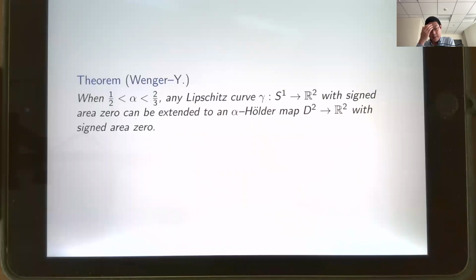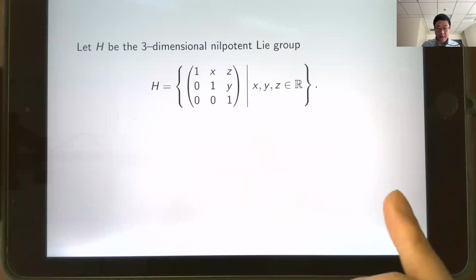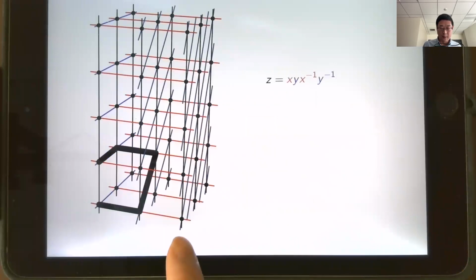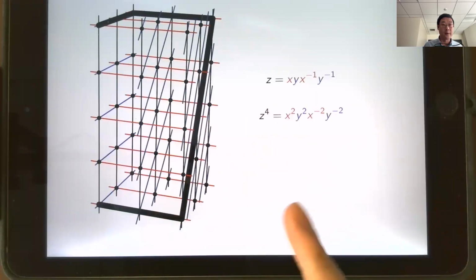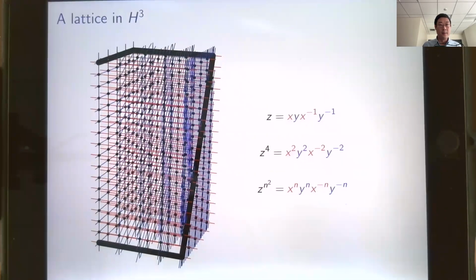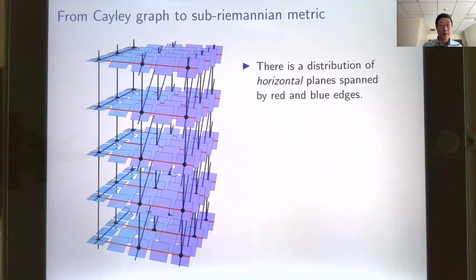And so this gives us maps with signed area zero. These are related to questions about the Heisenberg group. I don't have time to get into the Heisenberg group, but I can show you a couple of pictures. So this is the Heisenberg group. These are some curves in the Heisenberg group. And the Heisenberg group is a sub-Riemannian manifold where the horizontal distribution looks like this.